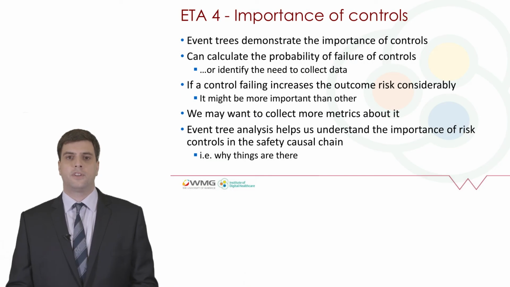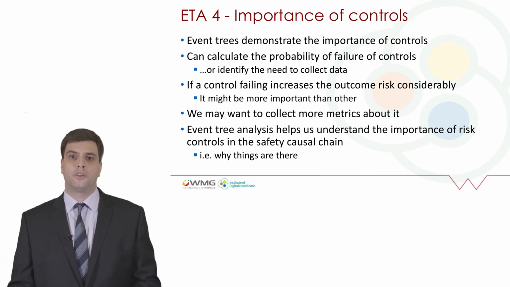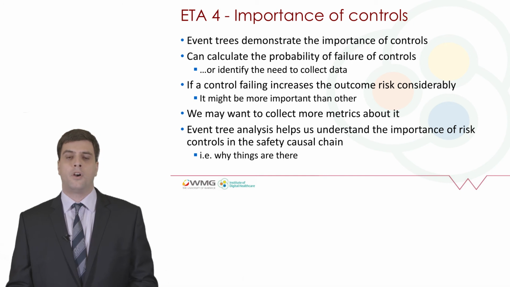Event trees demonstrate very well the importance of controls. If a control failing increases the outcome risk considerably, this particular control may be more important than others. Event trees can also be used to calculate the probability of failure of the controls themselves. Or if we can't do that, it can help to identify the need to collect this data.